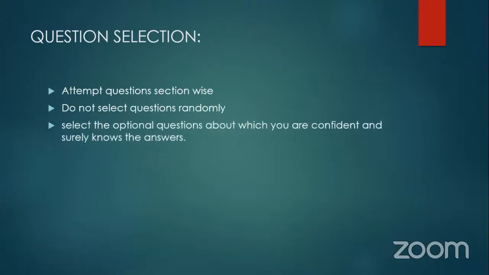Next, select the optional questions about which you are confident and surely know the answer. Now, suppose 2 questions are there in which you are getting confused. One you know surely, but of the remaining 2 you have to select one. So whichever you know how to solve well, do that first. And if you don't know both the questions, then leave some space to solve the question and jump to the next question. Do not try to solve that question for now. Okay, now next.